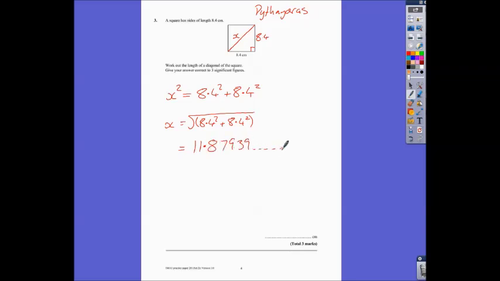11.87939 going on. But we only want 3 significant figures. So we want the first 3 digits. So we're going to cut it off there. Now it stays 11.8 if this number was less than 5, but it's not. So we need to round up, and that would be 11.9.